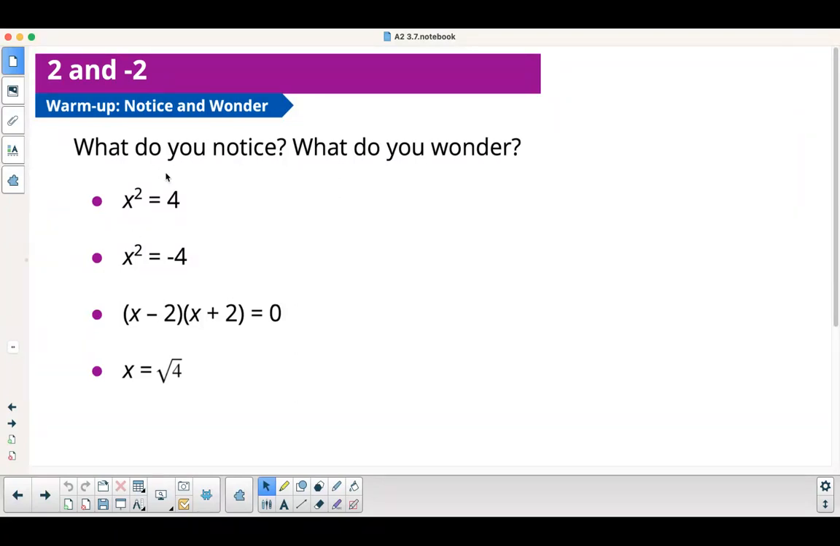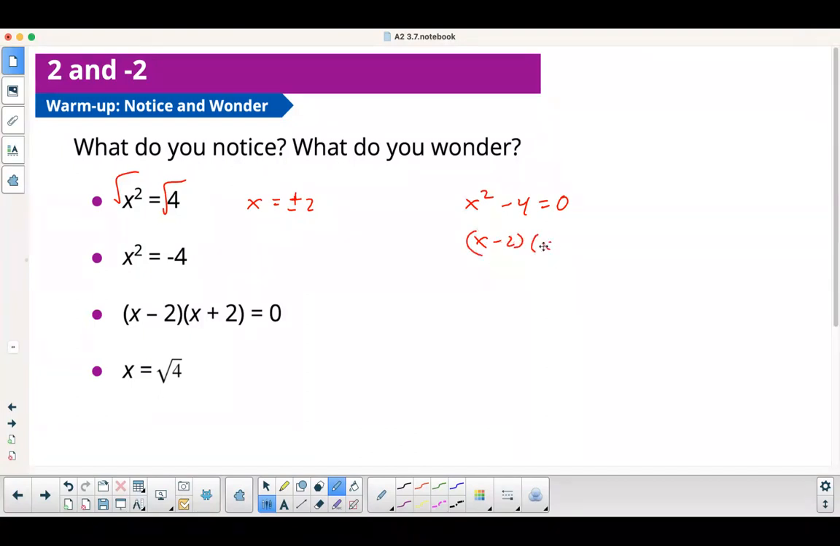So some notices. This equation here, you might notice that you can square root both sides, and since we had to insert plus or minus, we get x equals positive and negative 2. You might also notice that if I move the 4 over, you could now factor this into x minus 2 times x plus 2, and you get the same answers.